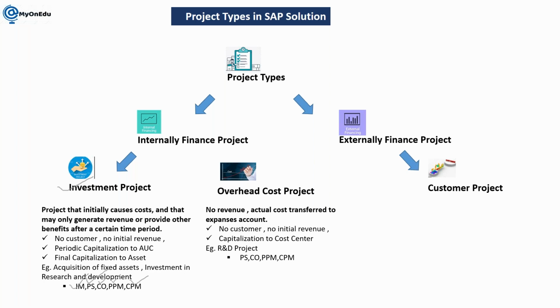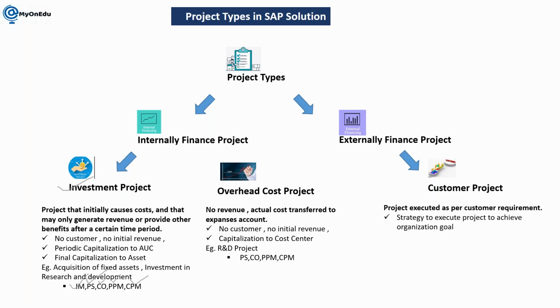Next is the externally financed project. We used to call it a customer project also, because it's based on the demand of your customer. Here the project is executed as per customer requirement. For example, you are a manufacturing company, you manufacture transformers, and your customer is looking to manufacture 100 transformers. So based on the requirement, you need to manufacture, you need to assemble it. Okay, so this is a customer project.